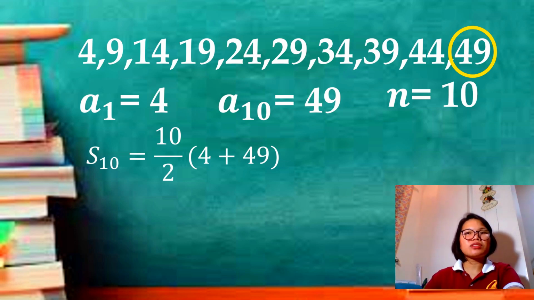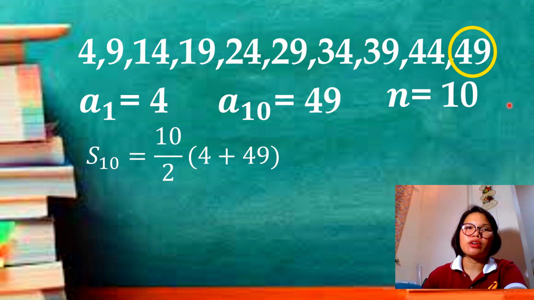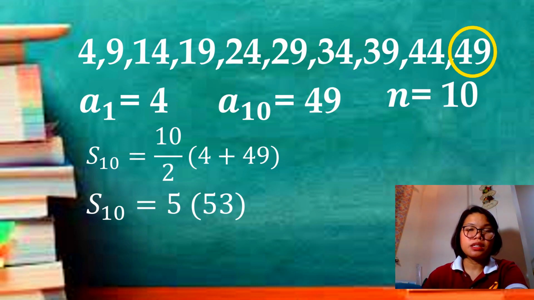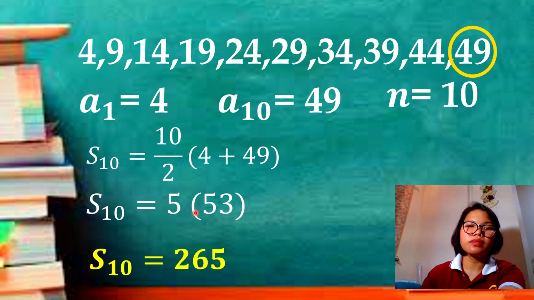So all we need to do is to substitute all these values to our formula. Therefore, we could have 10 divided by 2 multiplied to the sum of 4 and 49. So the sum of 10 terms is equal to 5 times 53, wherein the sum of the 10 terms is equal to 265. Therefore, the total savings of Carl is 265 pesos.